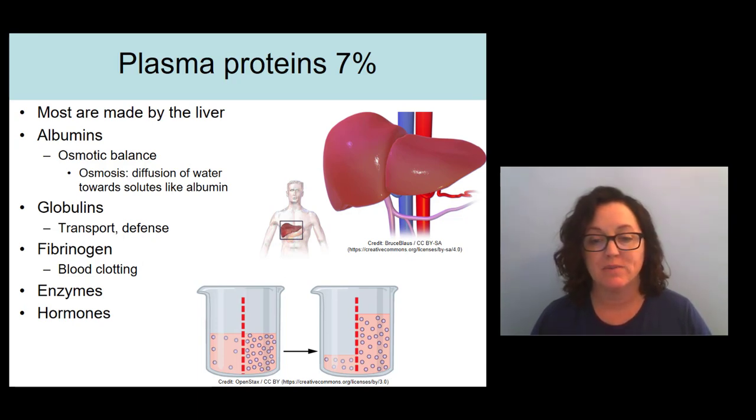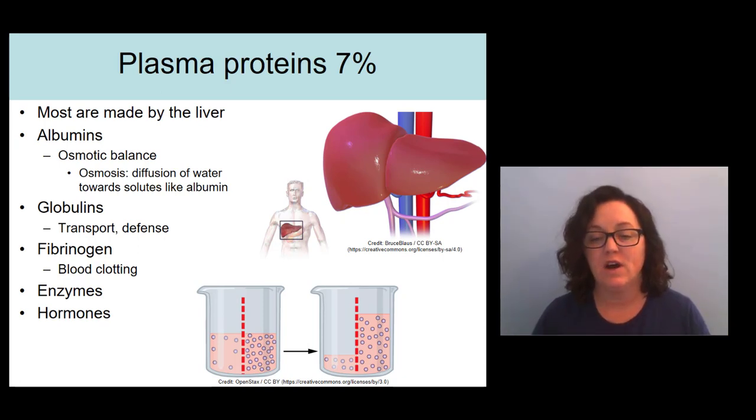So in the picture here at the bottom of the screen, we can see a beaker of water, and that red dashed line is supposed to be a semi-permeable membrane. Right? And the little purple dots are solutes dissolved in the water. The water, I guess, is pink in this picture, right?